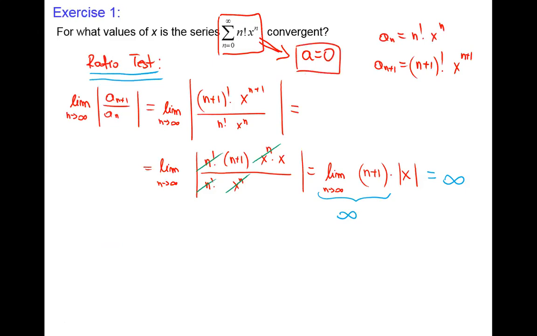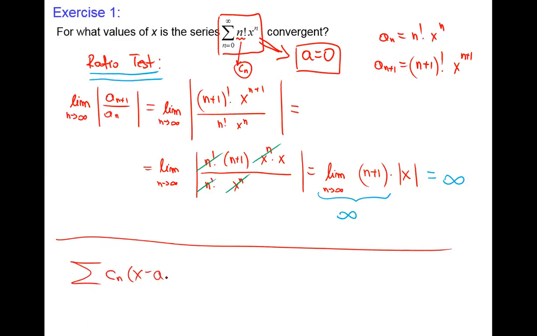Okay, we are only looking at x. n factorial is my coefficient. This is c sub n. I can write c sub n times (x minus a) to the power of n. This is the general formula for a power series centered at a. That means c sub n is defined in terms of n. In our case, we have n factorial, and then (x minus 0) to the power of n. The n factorial is not part of the power form, it's just the coefficient. That means we can see a is 0.